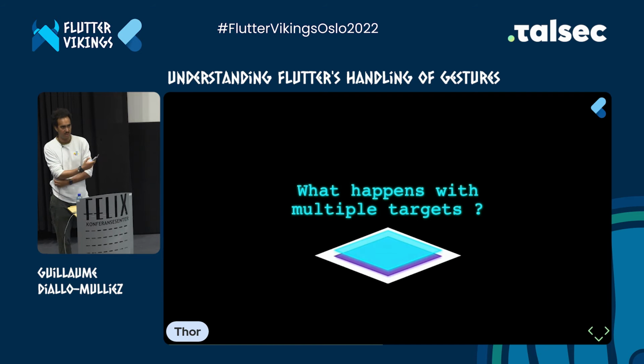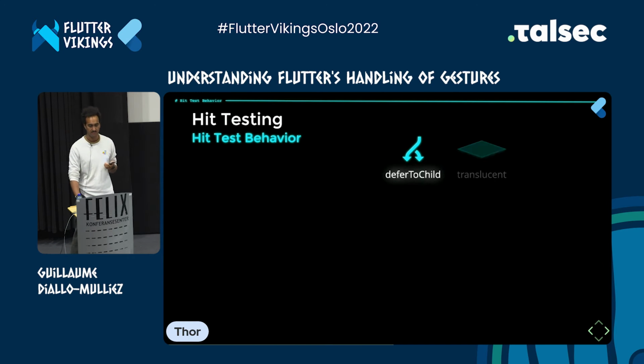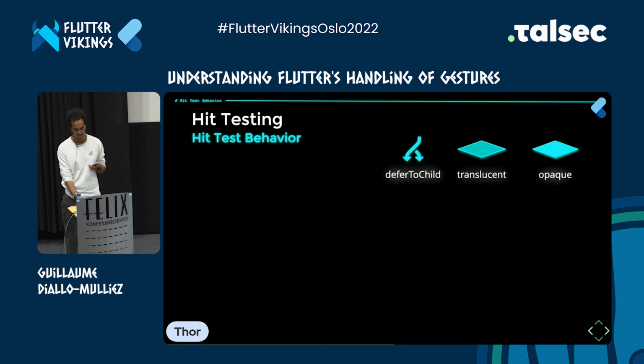So where do we go from now? What happens if we have multiple targets? Now you understand really well how gesture is handled all the way through Flutter, but what if you overlap several targets? To understand how this works, we need to come back to hit testing and understand the hit test behavior part. There are three hit test behaviors in Flutter. The first one is defer to child, then you have translucent and opaque. I'm going to explain those in a little bit.